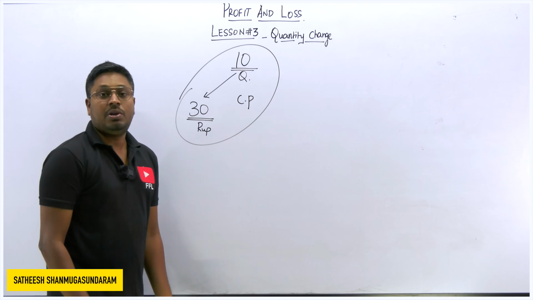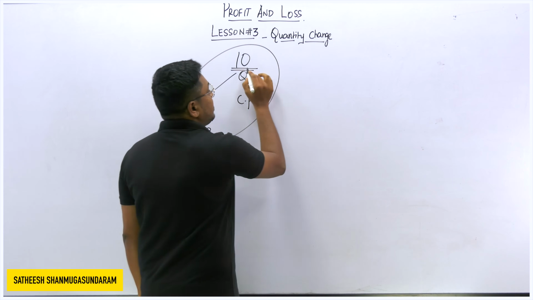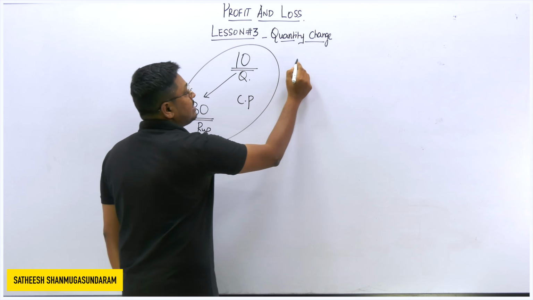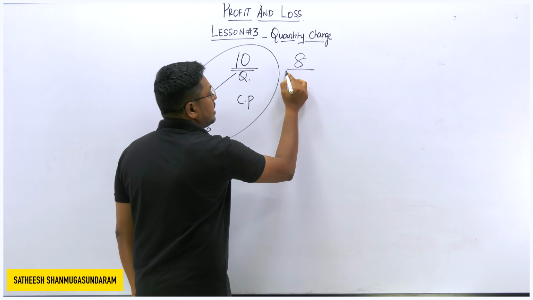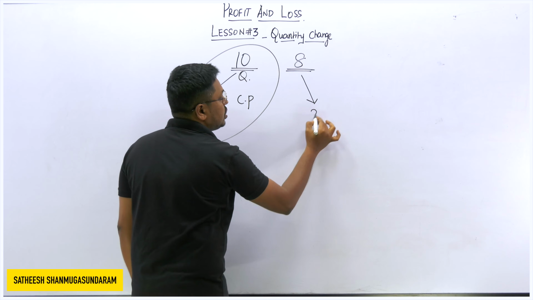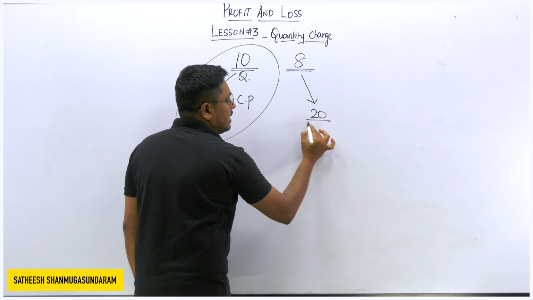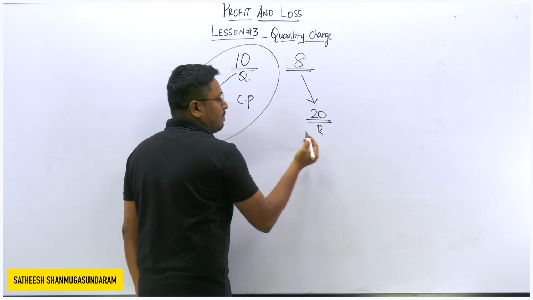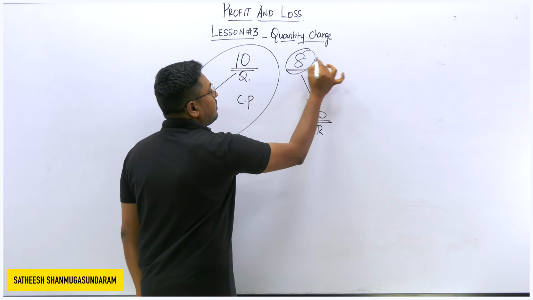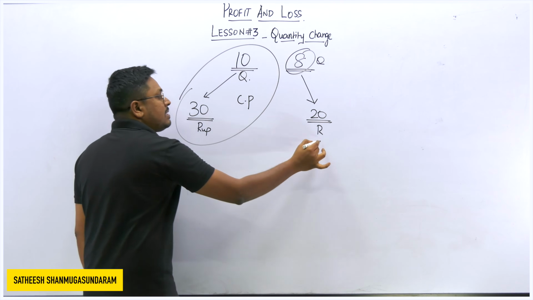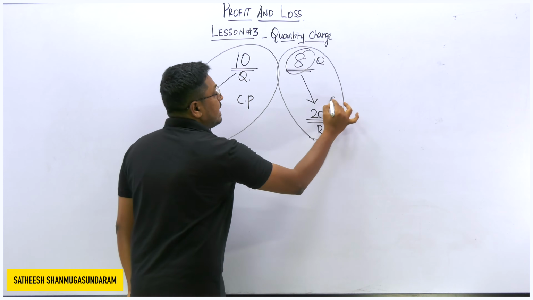Yes or no? So now the selling price. He is not selling all 10 tomatoes. He is selling only 8 tomatoes. So for how many rupees? 20 rupees. So similarly, this 20 will be the price, right? And this 8 will be the quantity. So this total will be the selling price.